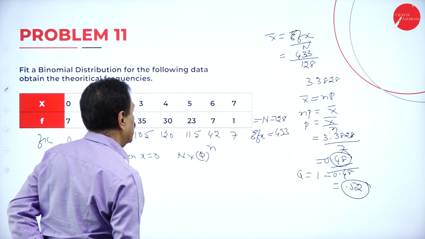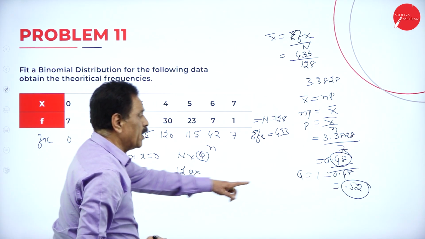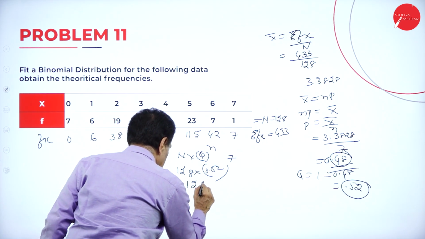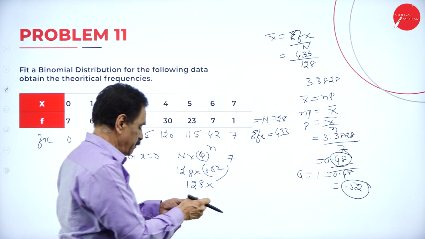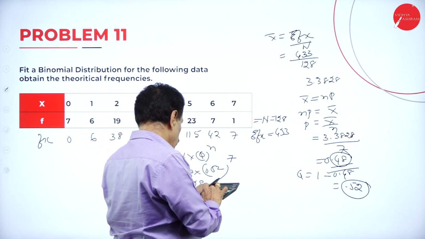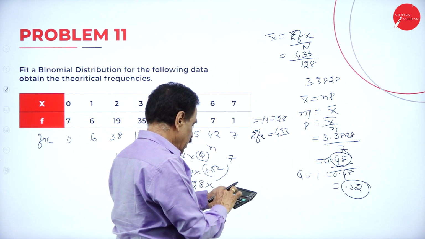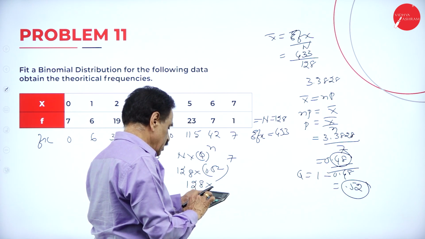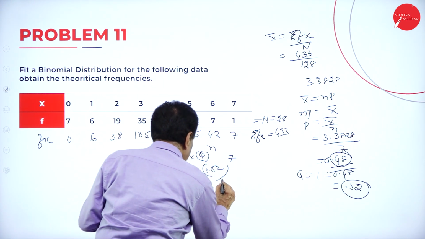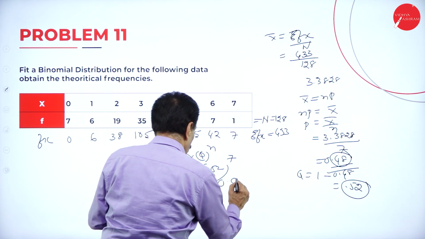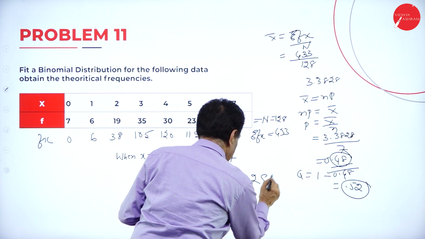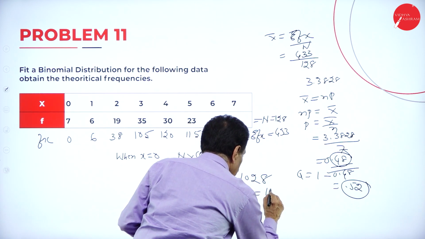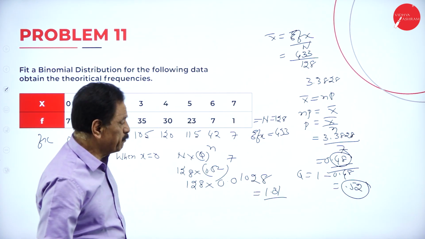What is the total frequency? N is 128. What's your Q now? 0.52 to the power of n, where n means how many items there are, 7. So 128 into 0.52 to the power of 7. 0.52 into 0.52 two times, three times, four times, five times, six times, seven times. That is 0.0102 into 128, which is 1.31.